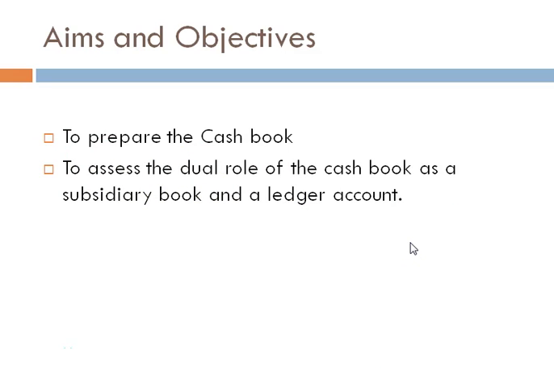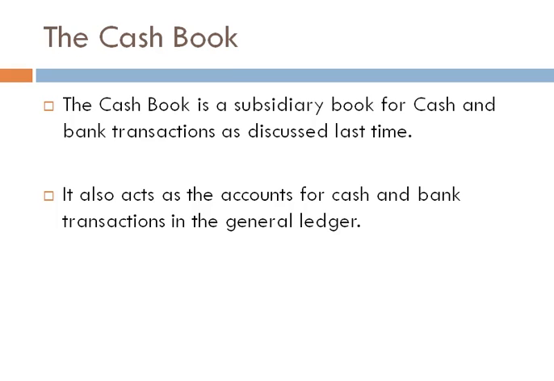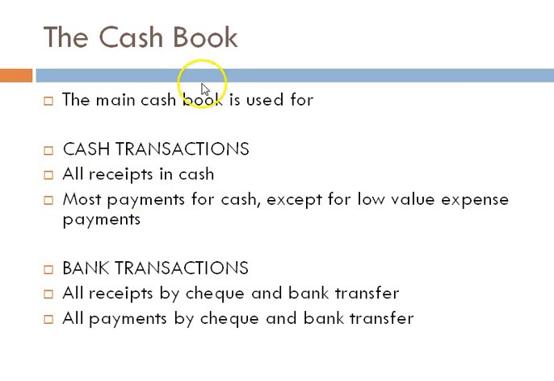But you know how to take the information from the cash book to the bank T account in the general ledger. You know how to do that, and you know that already. Here we are, subsidiary book for cash and bank transactions. As I say, it also acts as an account for cash and bank transactions in the general ledger. So these are cash sales straight away, or cash purchases straight away. So it's a subsidiary book for those 4 items. Always remember that. And here we are. All receipts in cash, payments for cash, all receipts in checks, payments for checks.